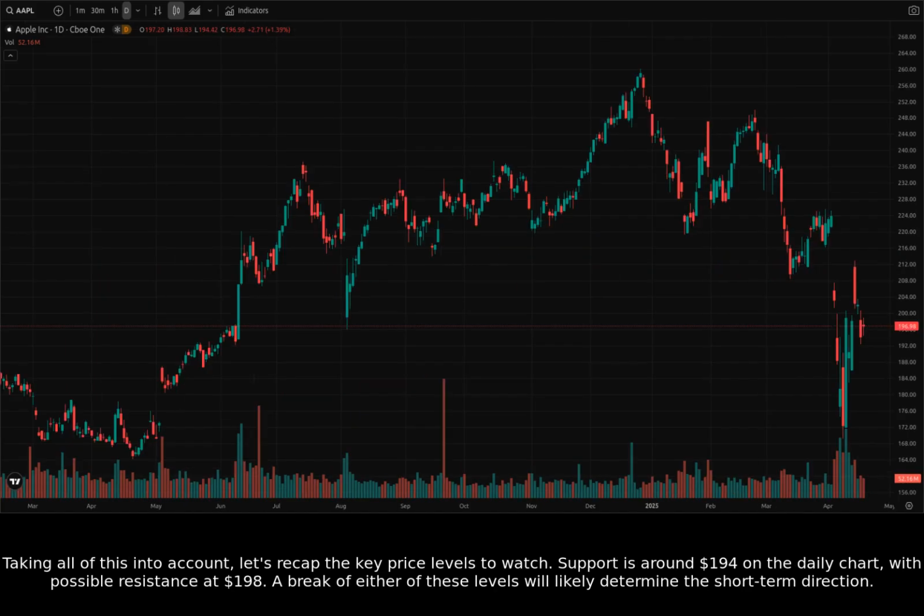Taking all of this into account, let's recap the key price levels to watch. Support is around $194 on the daily chart, with possible resistance at $198. A break of either of these levels will likely determine the short-term direction.